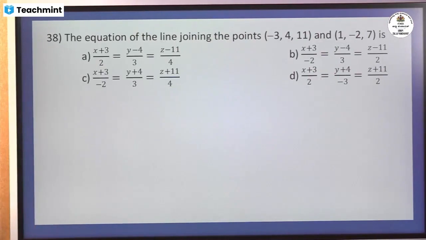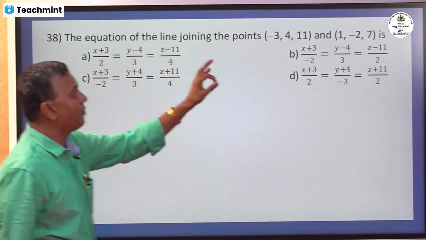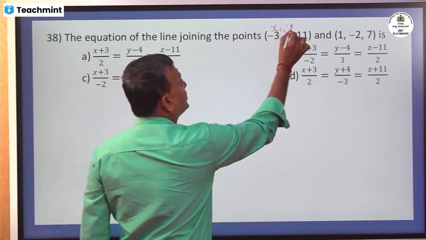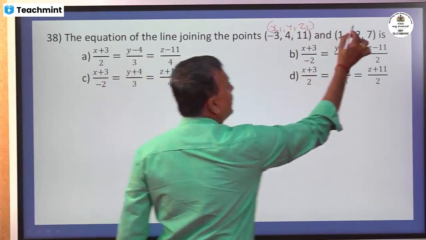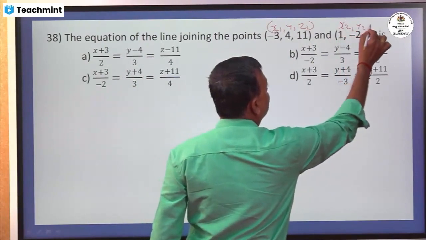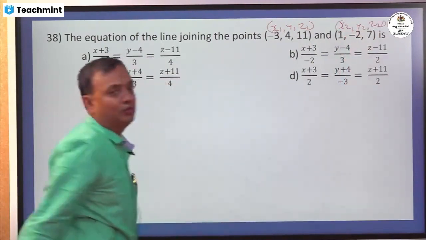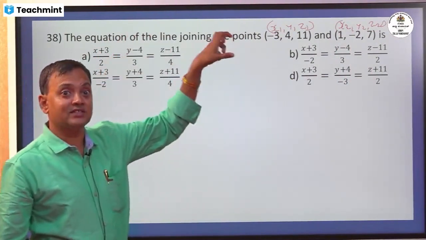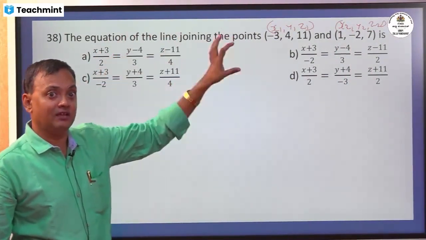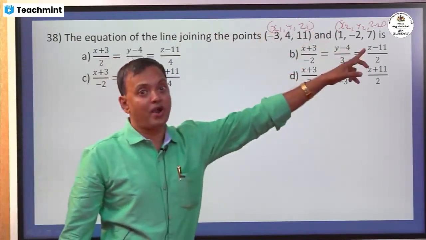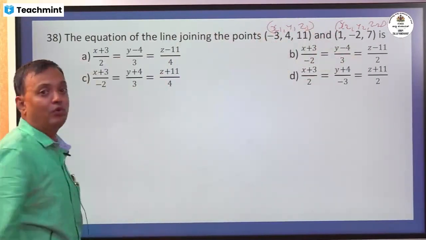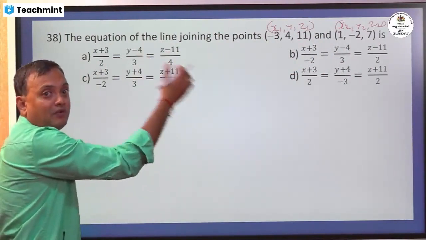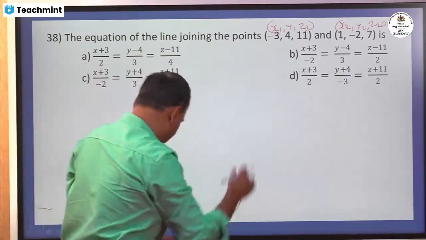Next question. The equation of the line joining the points minus 3. One point is x1, y1, z1 and the other point is x2, y2, z2. This is the second theorem, the equation of the line passing through 2 points. The formula for a line passing through one point is x minus x1 by a is equal to y minus y1 by b equal to z minus z1 by c.